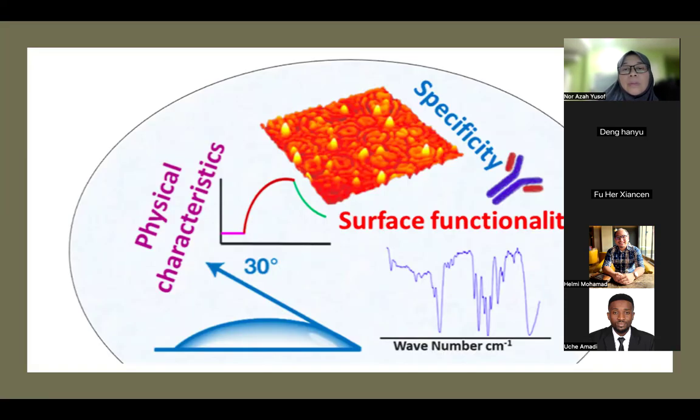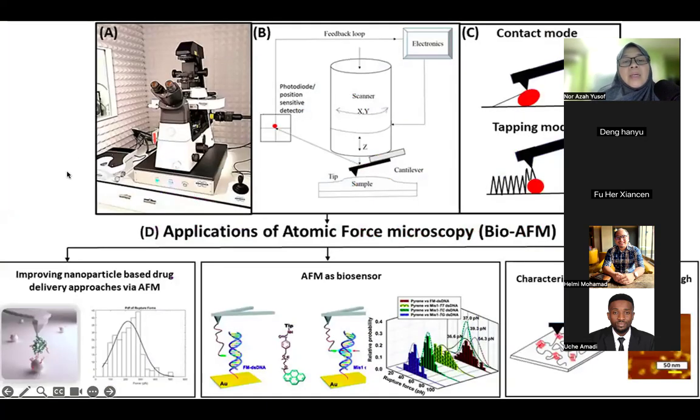Okay, so in order to develop a good sensor, we have to do surface analysis, including contact angle, FTIR, and AFM, atomic force microscopy. So these are things that we need to do before we can further develop. This is an example of atomic force microscopy.